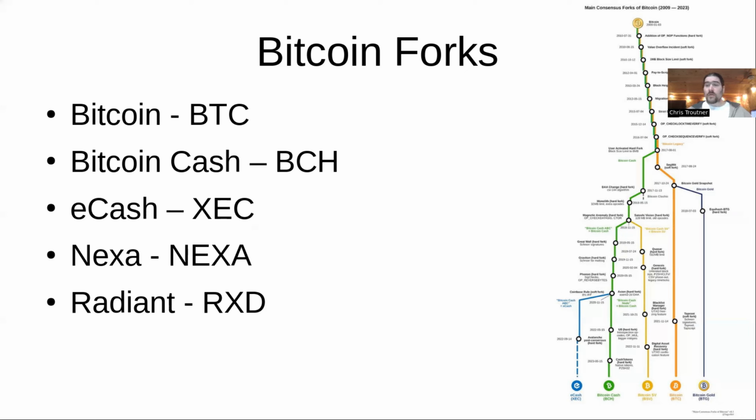There are other forks, including Nexa and Radiant. These are both forks of Bitcoin Cash, but they started with a brand new Genesis block. And so these are a little more developer friendly, in that the transaction fees are lower. And because they started from a new Genesis block, it's much faster to sync a full node. So these are sort of interesting things to look at as a software developer.